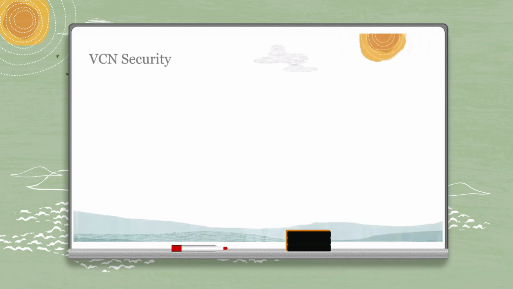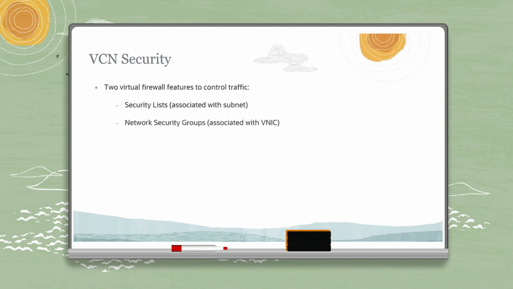Then specifically focusing on the VCN security, you remember the layman example I mentioned. There are two virtual firewall features. The first is security list. This is basically the main guard who was guarding the society. And then network security group. This was the guard who was guarding the individual house.